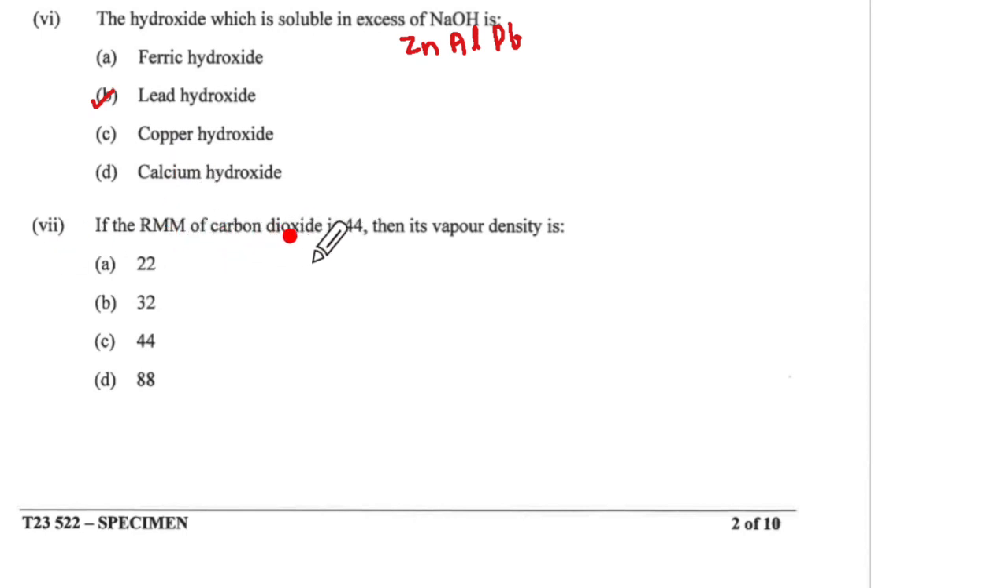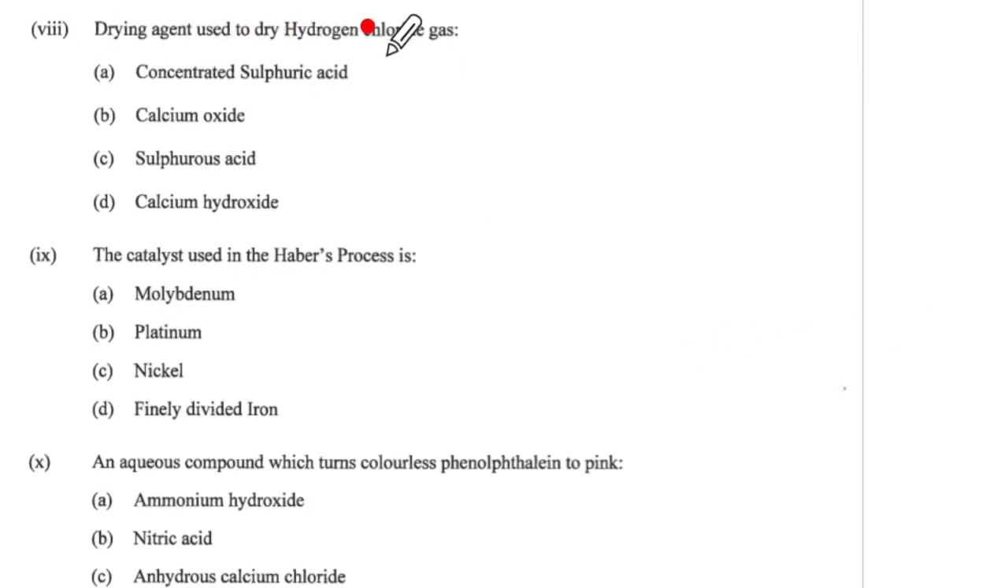Seventh one, RMM of carbon dioxide is 44. So 2 into vapor density of carbon dioxide will be 44. So vapor density will be 44 upon 2, which will be 22. That is option A. Drying agent used to dry hydrogen chloride gas, because this will be acidic in nature, we will have sulfuric acid, and that is concentrated sulfuric acid, not sulfurous acid.